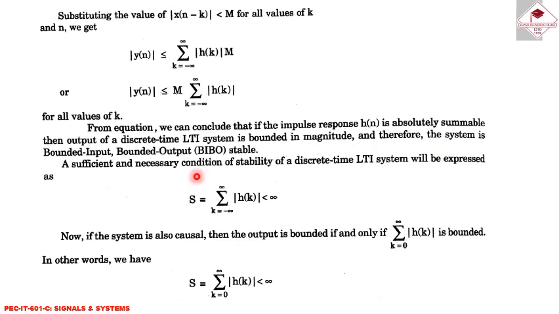A necessary and sufficient condition for stability of a discrete time LTI system will be expressed as capital S equal to the summation of k equal to minus infinity to plus infinity mod value of h[k] less than infinity. Now if the system is also causal, then the output is bounded if and only if the summation of k equal to 0 to infinity h[k] is bounded. In other words, stability is the summation of k equal to 0 to infinity mod value of h[k] less than infinity.